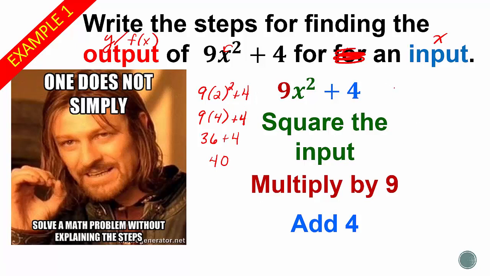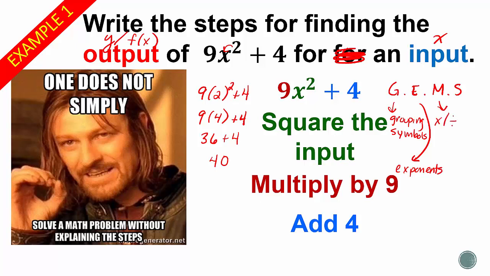So I know I mentioned PEMDAS, but I actually prefer GEMS, remember, which stands for G, grouping symbols. Okay, so that could be parentheses, but it could be a number of other things that you'll eventually get into. E, exponents. M, multiplication and division together. And then S, subtraction and addition together. So you do it, remember these two are done at the same time, working left to right.